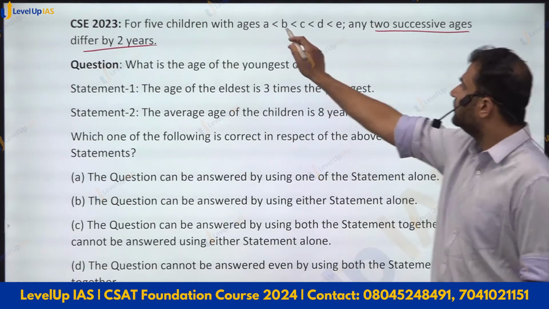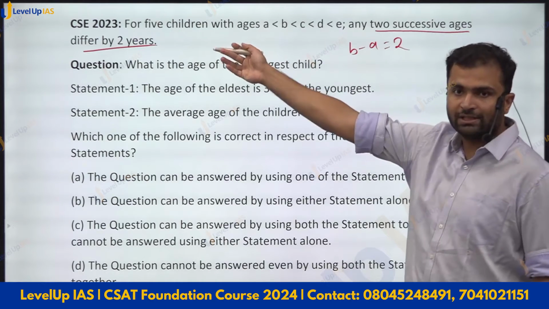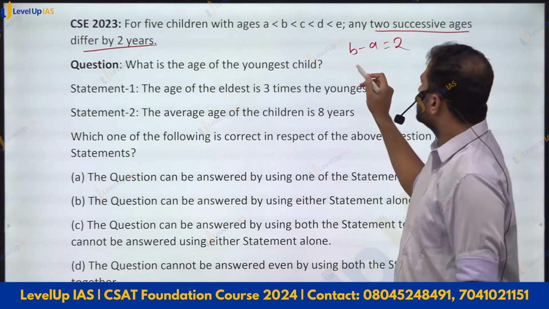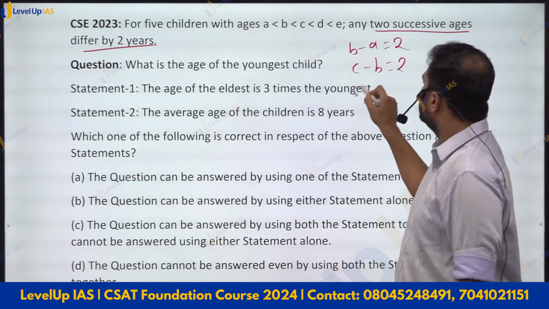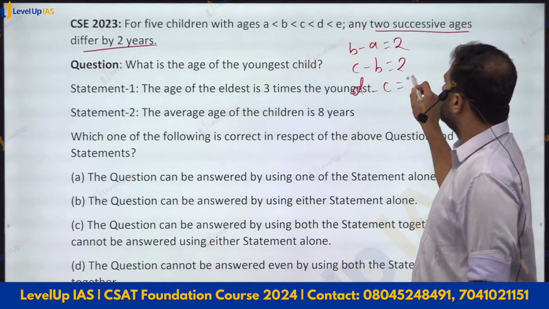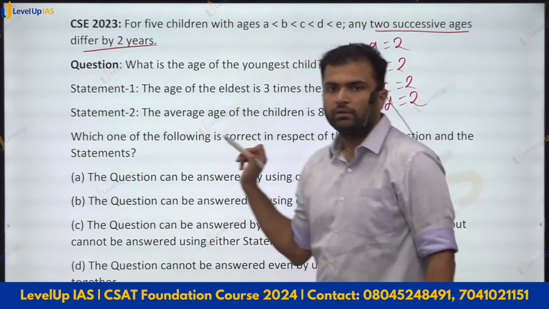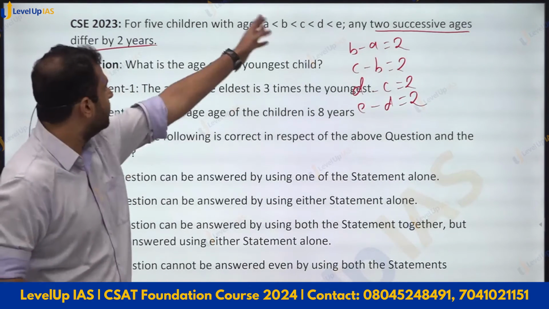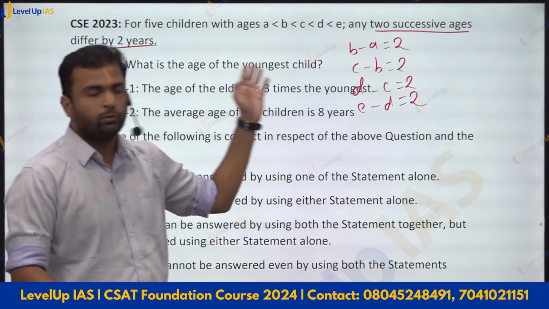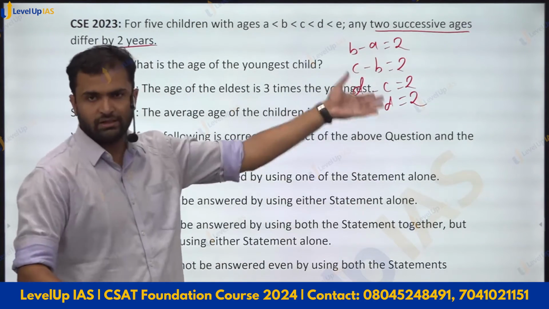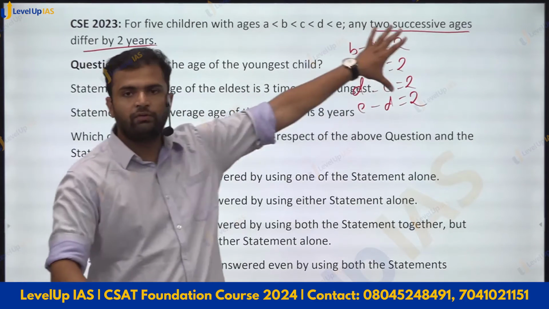So what is given? That B minus A is equal to 2. 2 successive ages differ by 2 years. Then C minus B is equal to 2. Then D minus C is equal to 2. E minus D is equal to 2. This is what we are already given in the statement. Each successive age is differing by 2. All these are integers or natural numbers, okay, because these are ages. Fine. So we have 4 equations.